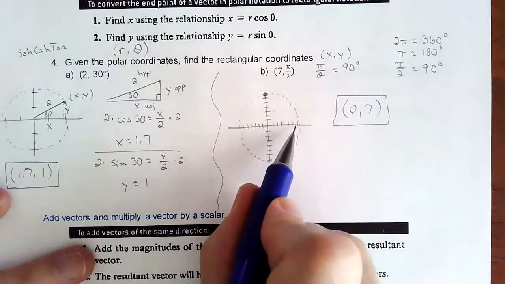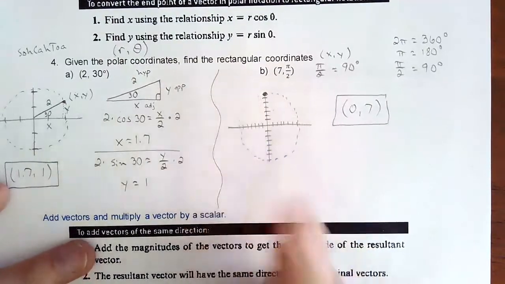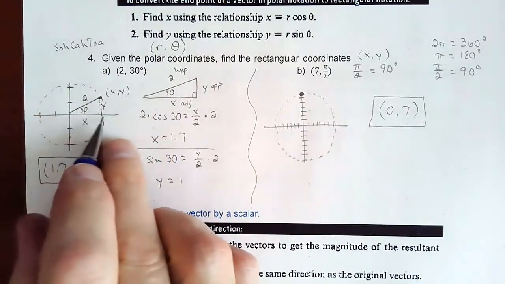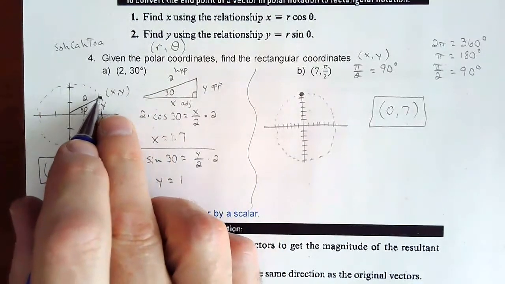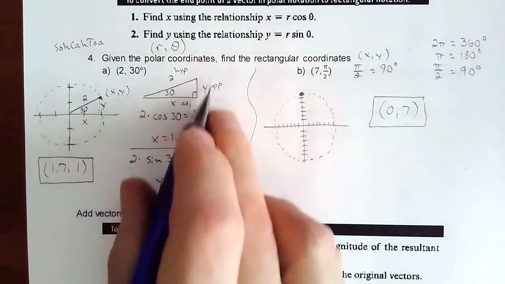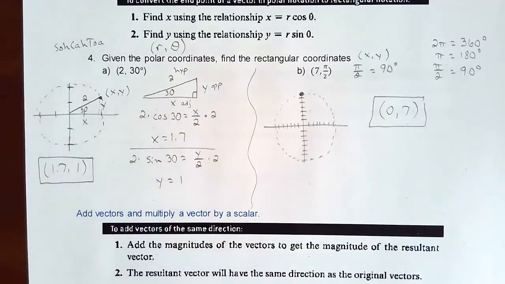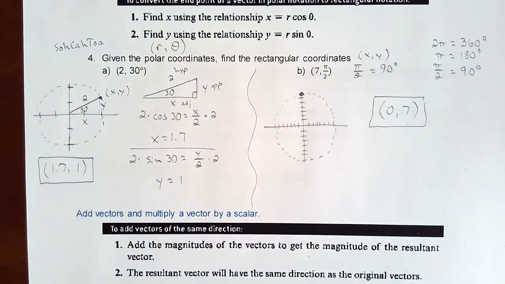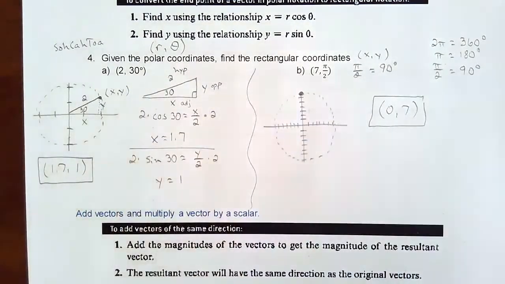Okay, so we are out a distance of 7, and then we rolled it up 90 degrees. And then in this one, we are out a distance of 2, and we rolled it up 30 degrees, which created a triangle that I used SOHCAHTOA to figure out my values. And that's how I got my x and my y. All right, so that was converting polar coordinates into rectangular.